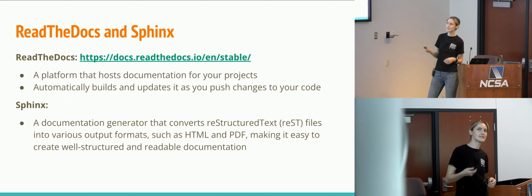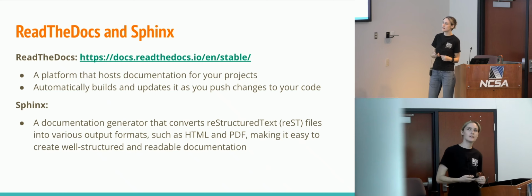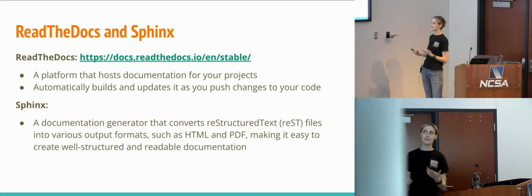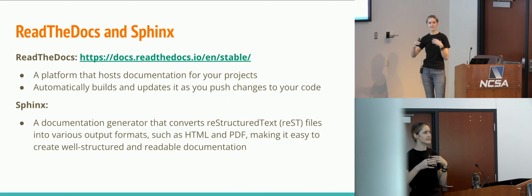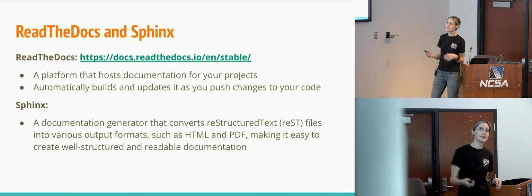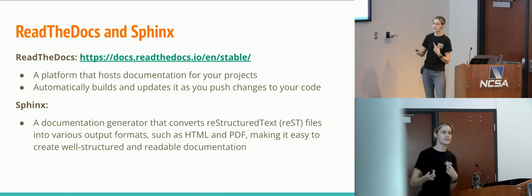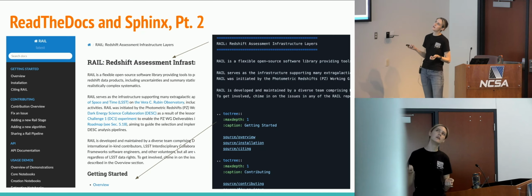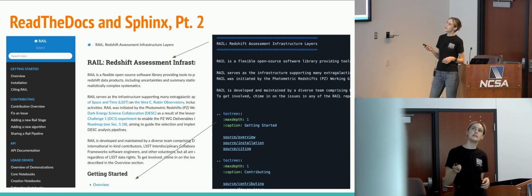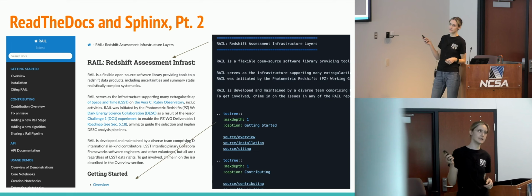And Sphinx is the way that it does that. You will use RST files to describe the structure of pages and the information that's on the page, and then Sphinx will tie that all up with table of contents and create a mapping of the RST files to create your website for you. An example of the Rail Read the Docs is right here. This is just the opening page, and here is the corresponding RST file.